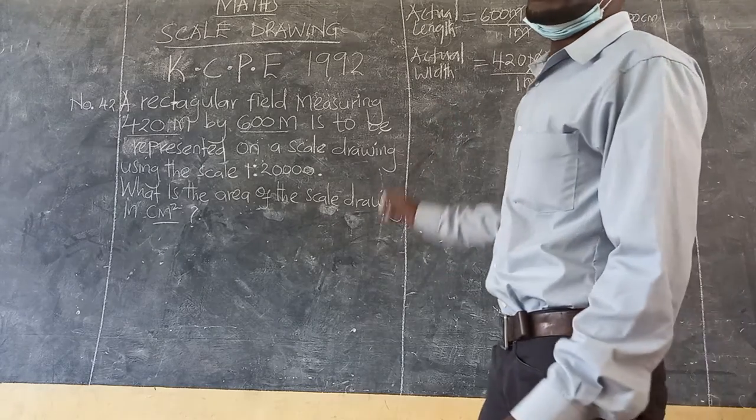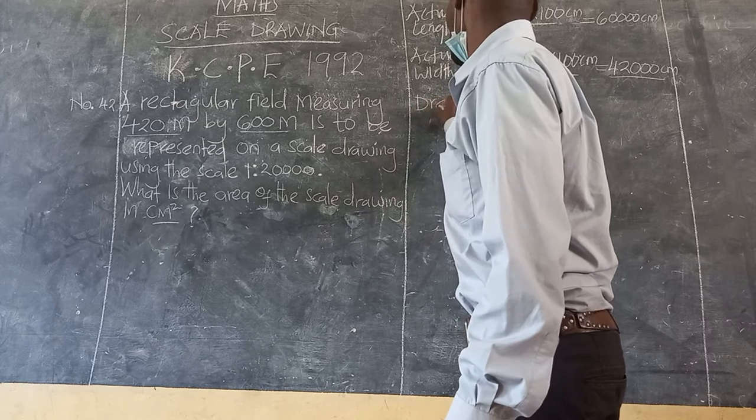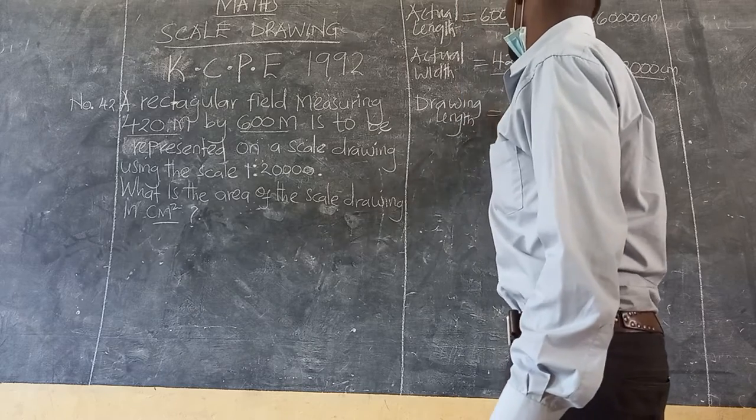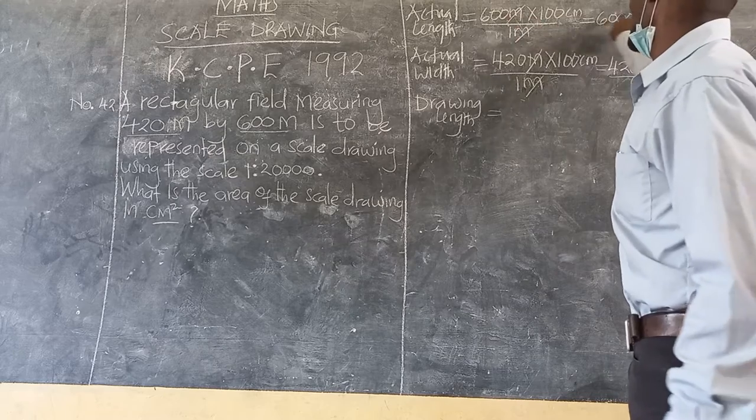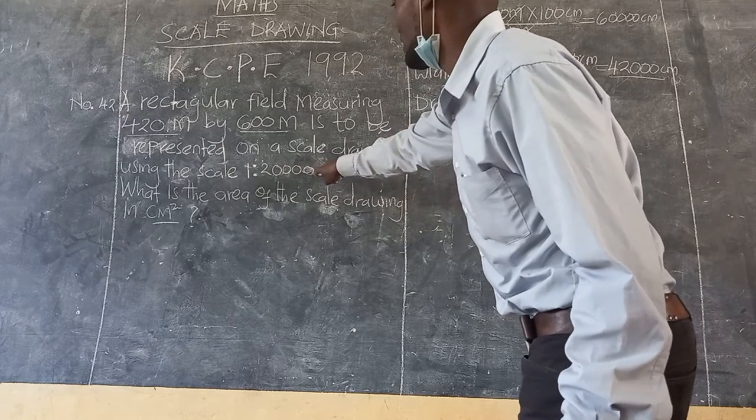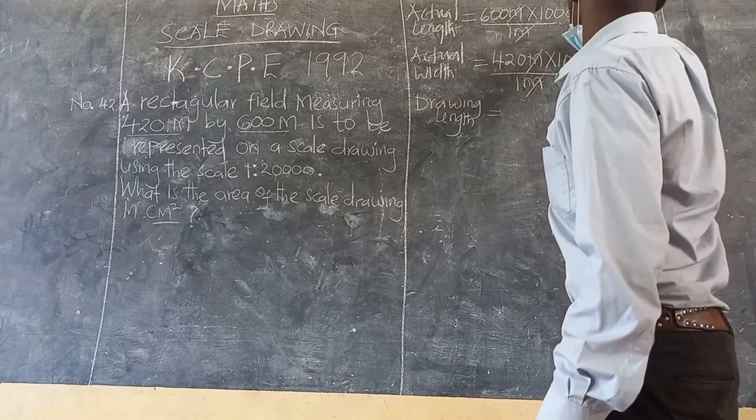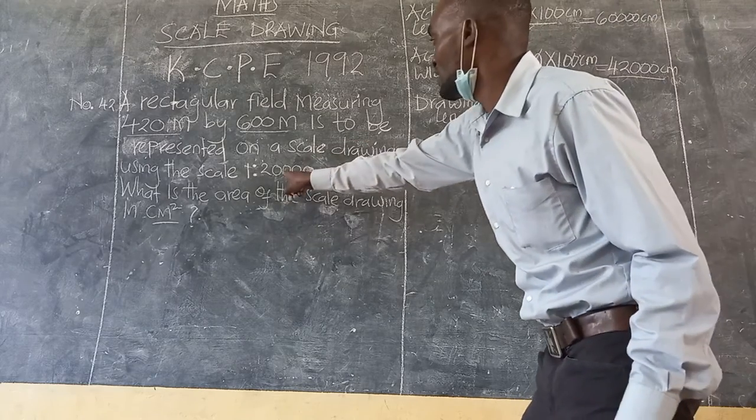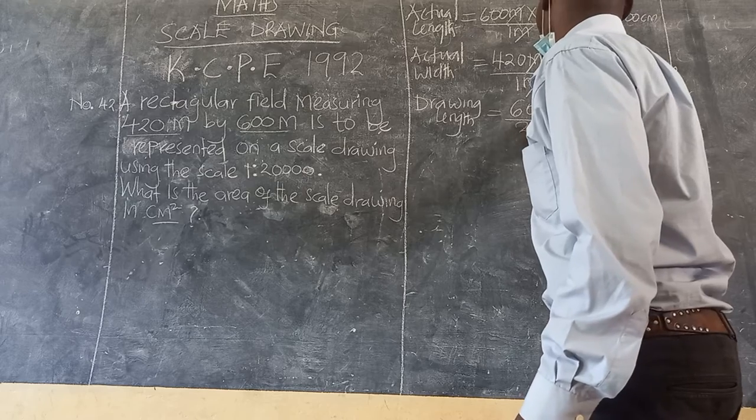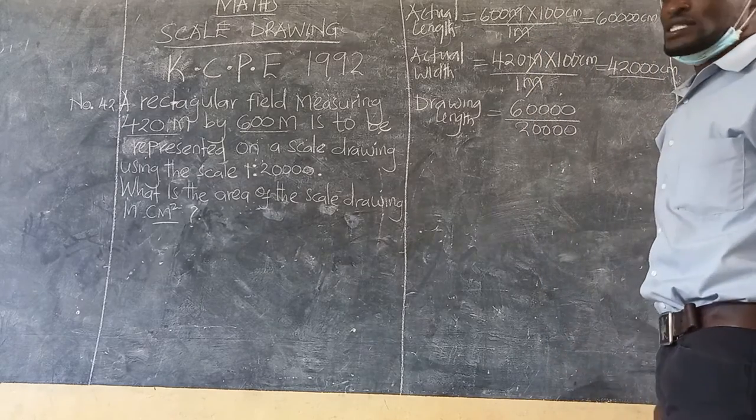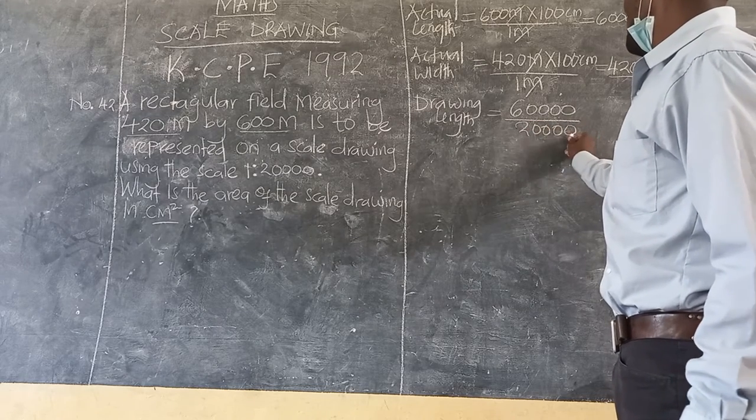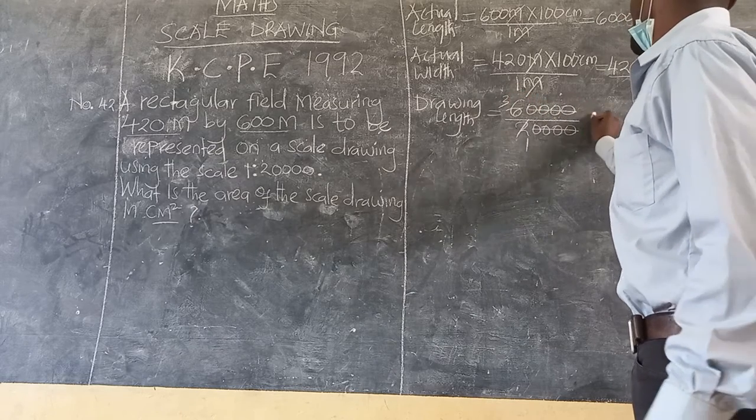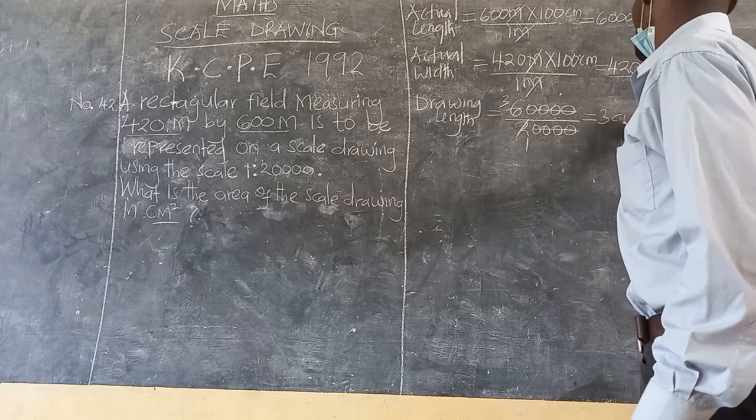So now we also calculate drawing length. To get drawing length, we divide actual length by the scale given. So drawing length will be 60,000 centimeters divided by the 20,000, which is the scale. So we want to get our drawing length. Divide like that by 2, 1 by 2, you get 3. So our drawing length will be 3 centimeters.